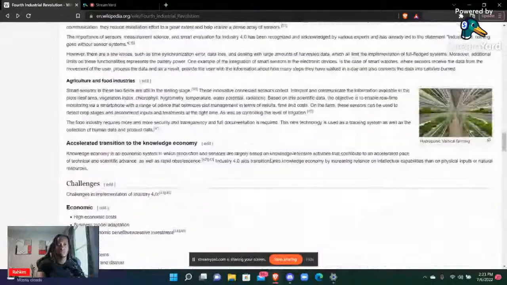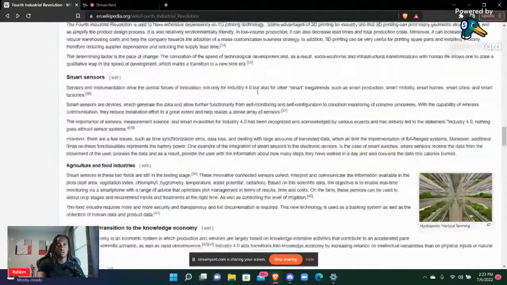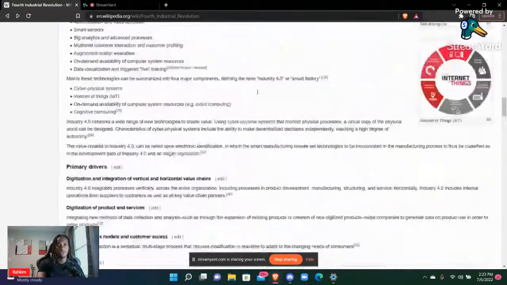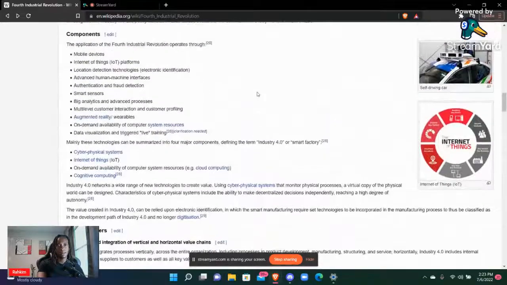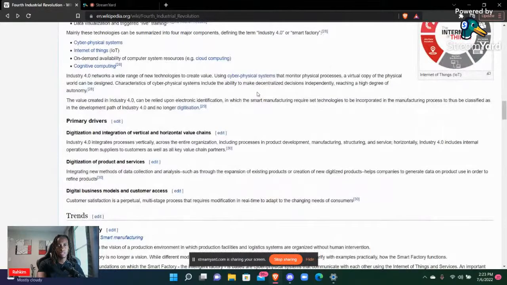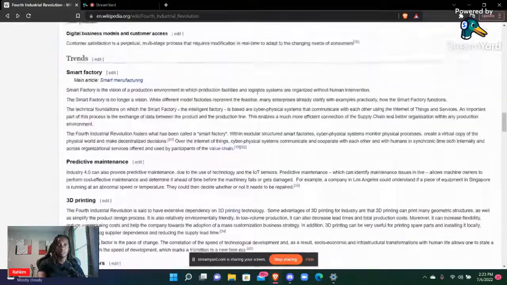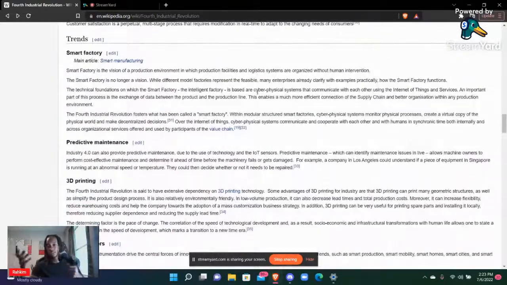I'm gonna just go into the components. Should I go into the components or trends? I'm gonna go into trends, because these are trends that you will see or start seeing come into play, in terms of signs of the fourth industrial revolution types of things.